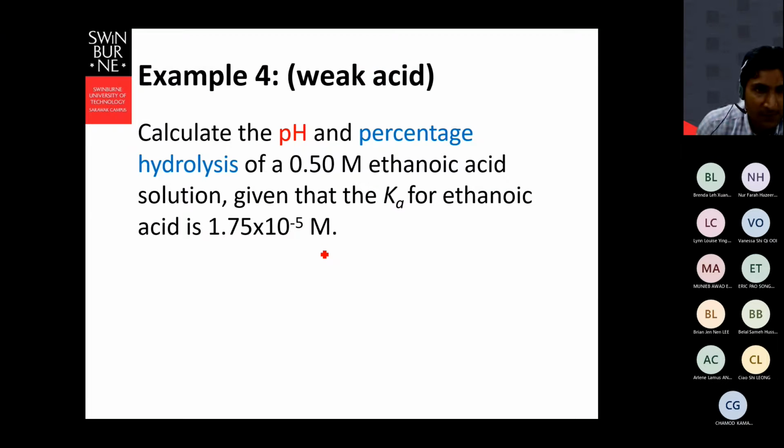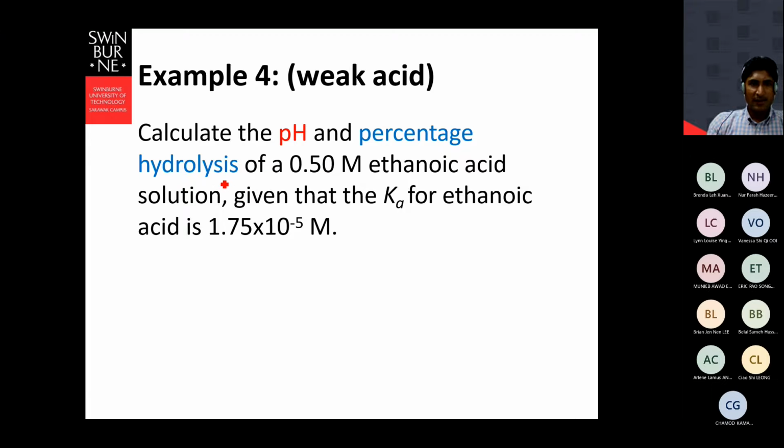All right, example 4 says: calculate the pH and percentage hydrolysis of a 0.5 molar ethanoic acid solution, given that the Ka for ethanoic acid is 1.75 times 10 to the negative 5. So there are two things, the pH and the percentage hydrolysis. What does percentage hydrolysis mean? It means what percentage of the acid has been dissociated at that particular time.